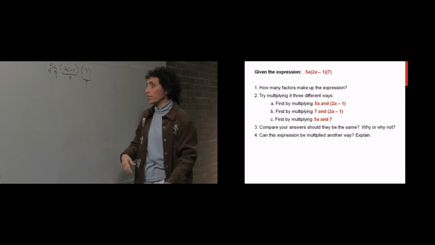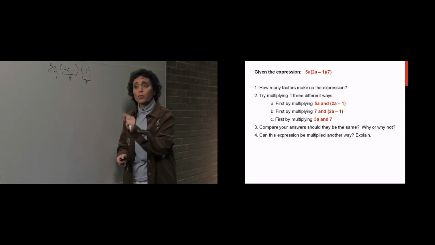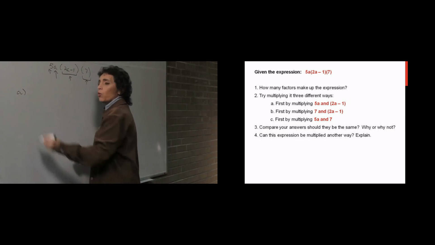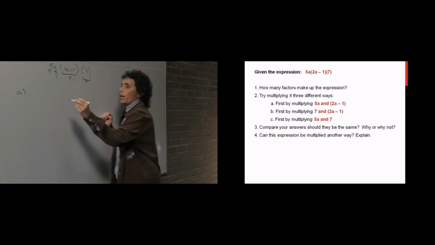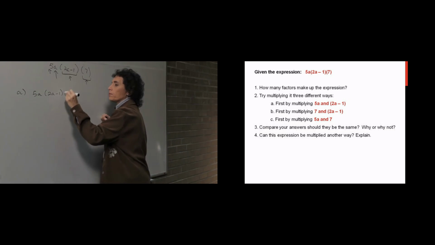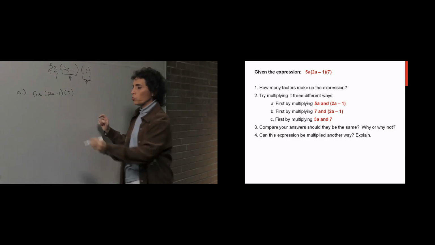5a is already multiplied together, okay? So here's what I want to do. I want to take a look at this in number 2, and I want to multiply it 3 different ways. So in a, I want to multiply the 5a and the 2a minus 1 first. So here's what I got. I want to first multiply the 5a times the 2a minus 1. So I'd be doing this.